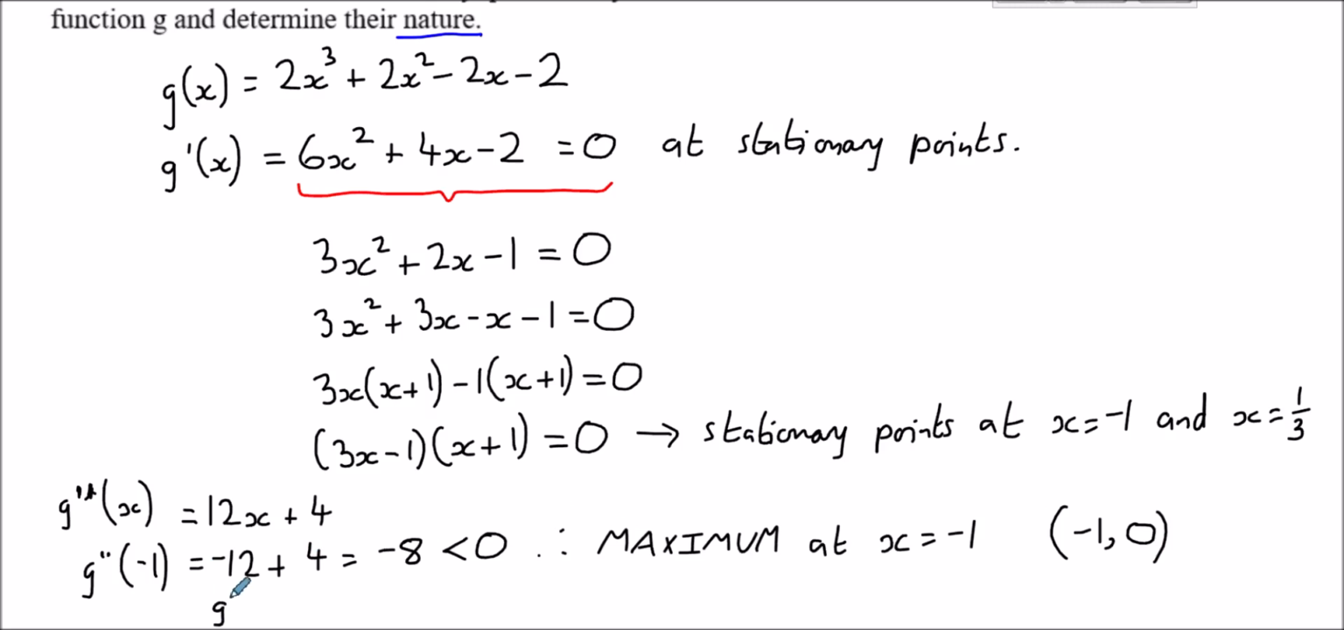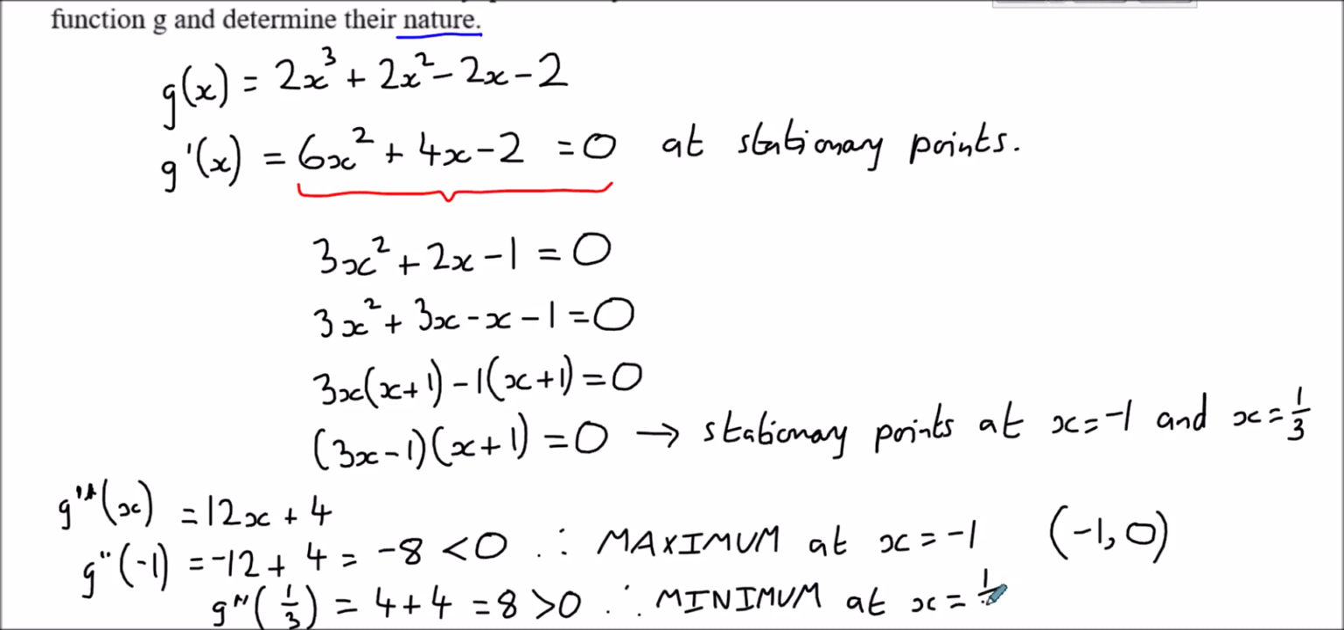Likewise, g double dashed, whoops, bit of a slur there, sorry, g double dashed where we have a third, that's going to give us 12 times a third, which is 4, plus 4, which is 8, which is obviously greater than 0. So because the second derivative gives a positive value at x being a third, that shows that where x is a third, we have a minimum. So we have a minimum point where x is equal to 1/3.